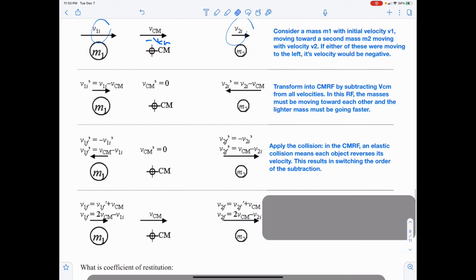Apply the collision, okay, in the center of mass reference frame. An elastic collision means the object reverses its velocity. So you can see this had a velocity this way, it's going to reverse its velocity. And what that does is it ends up reversing the order in which you are subtracting.